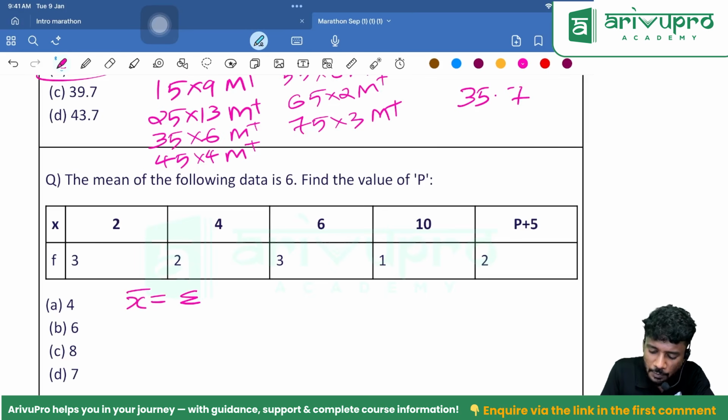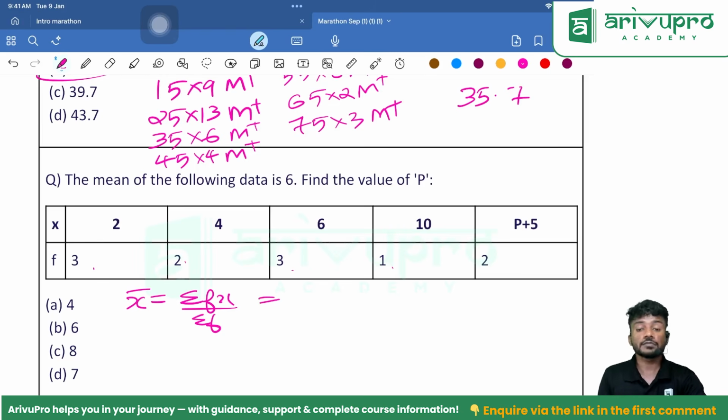X bar is sigma fx divided by sigma f. Sigma f is how much? 3 plus 2 plus 3 plus 1 plus 2. How much is it? 11. Yes, right? Yes, 11. Then sigma fx is how much?